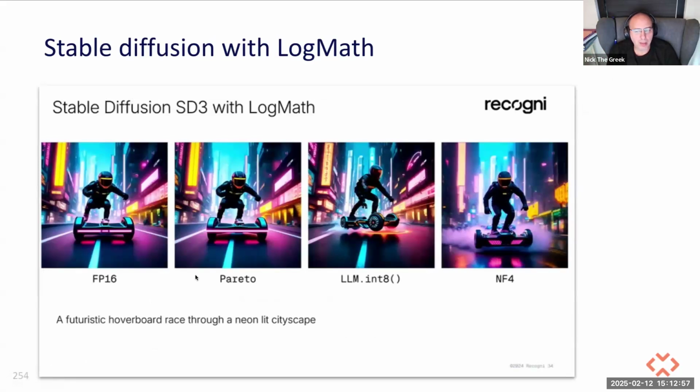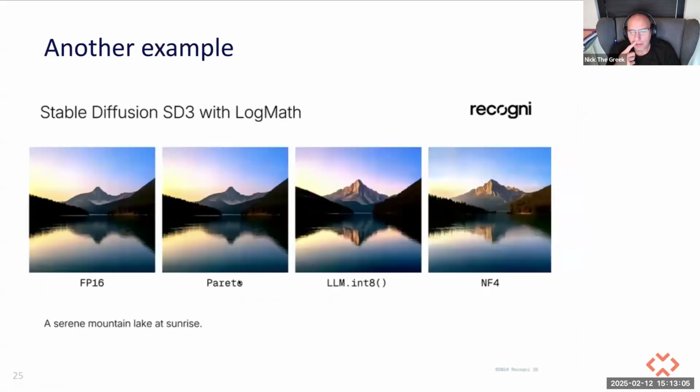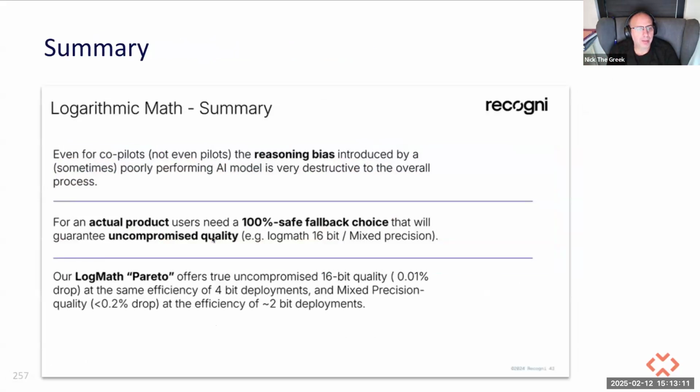Now, I'm not really in a position to judge. NF4 is theirs. They claim they get better results. I think here things look more stable with the log math. And the summary is that even for co-pilots, not even pilots, the reasoning bias introduced by a sometimes poorly performing AI model is destructive to the overall process.